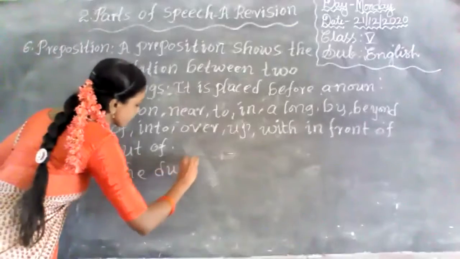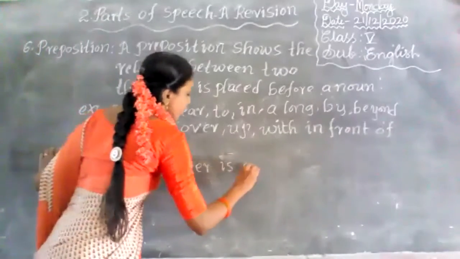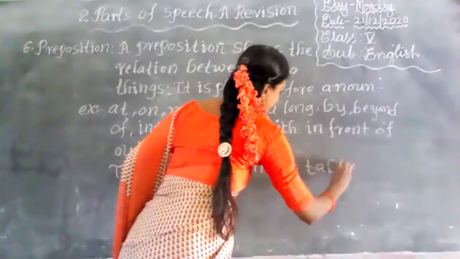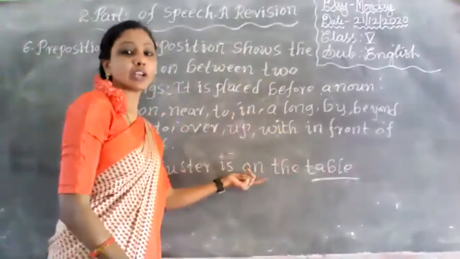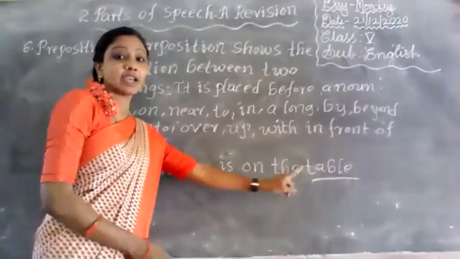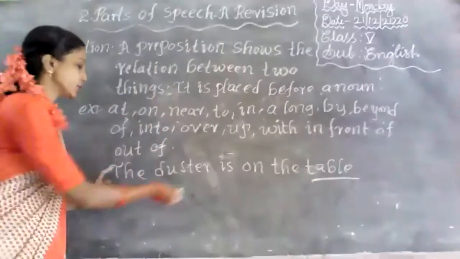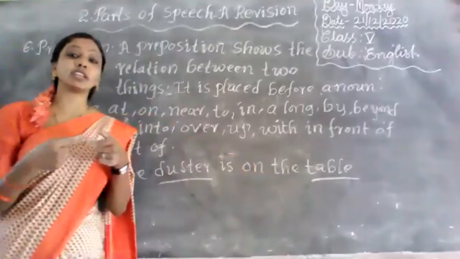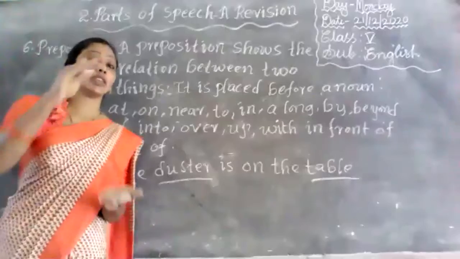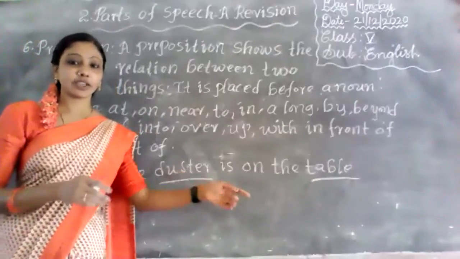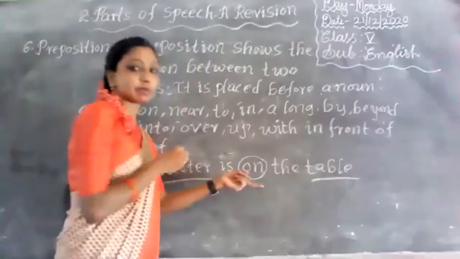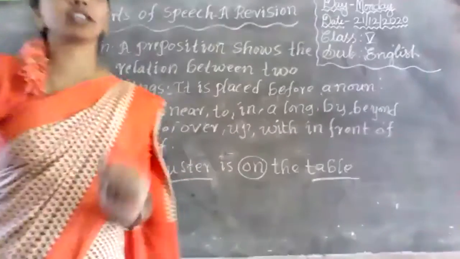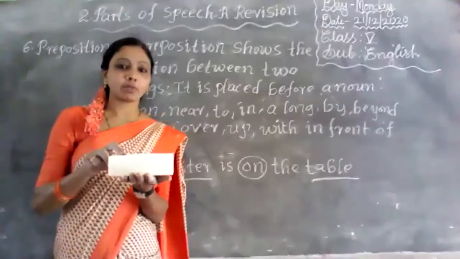The duster is on the table. So here, table is a noun, and before a noun we have a preposition. Did you understand? It shows the relation between two things, I said. So two things are there, duster and table. What is the relation between the duster and table? The duster is on the table. So here the preposition is showing the relation between the duster and the table.